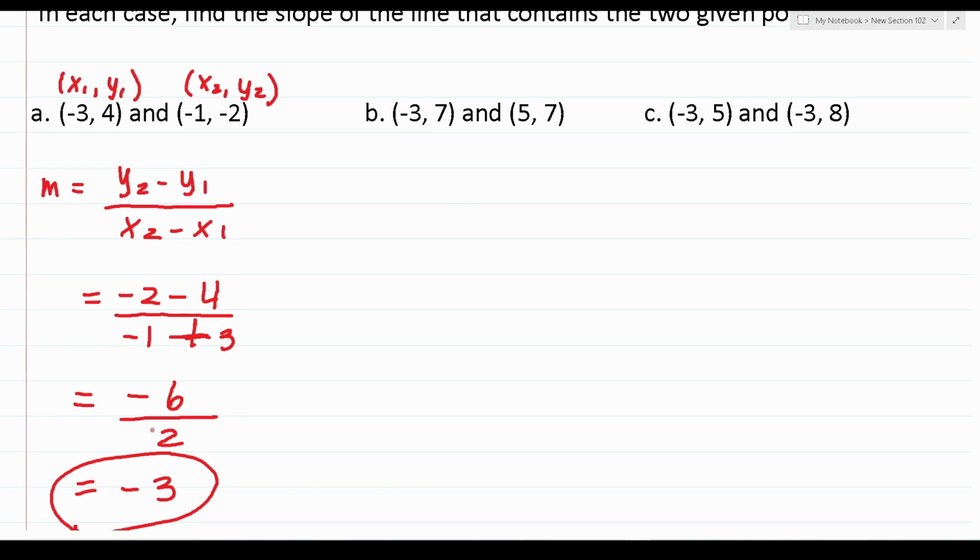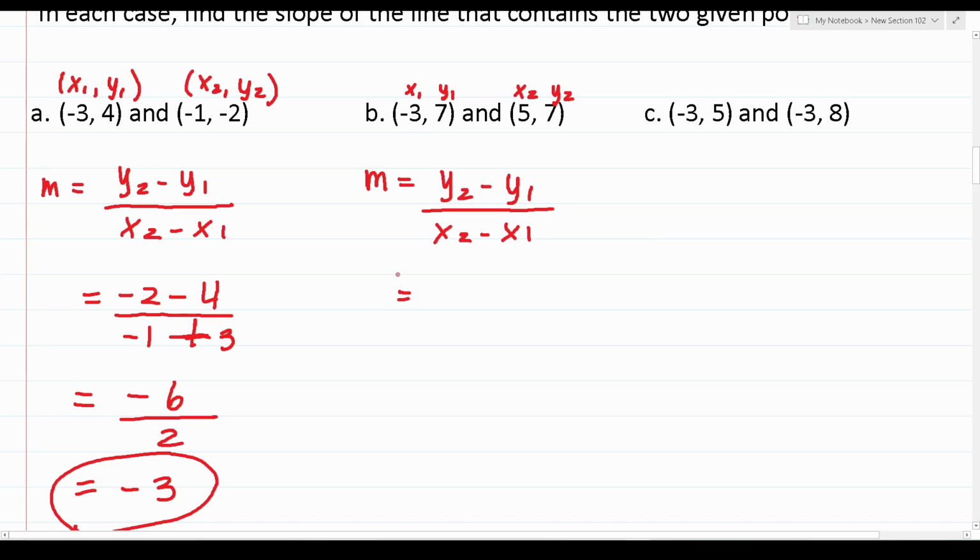Let's go ahead and move on to B here. Again, the first thing I'm going to do is label my points accordingly. Again, we know that this is going to be x1, this is going to be y1, this is going to be x2, and this is going to be y2. In addition, we should know that we're going to be plugging the values for each of those into the slope formula, which is m equals y2 minus y1 over x2 minus x1.